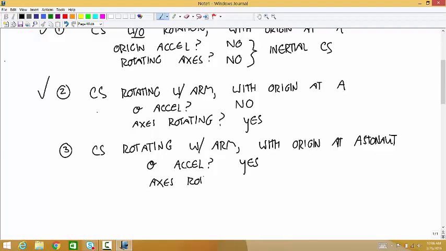Are the axes rotating? They are in this case. So think of the origin accelerating as just saying, if the origin's doing anything but moving with a constant velocity, then the origin is accelerating. And in this case, it's in circular motion, so it's accelerating. The axes are also rotating because they're staying aligned with the arm as the thing moves around. So they're changing orientation. So we have to deal with both of these in this case.